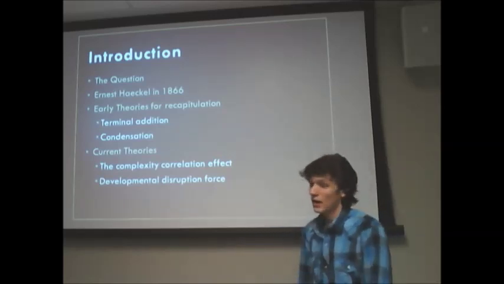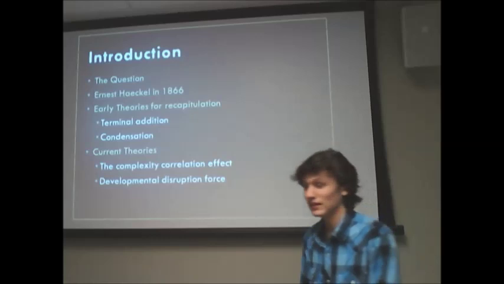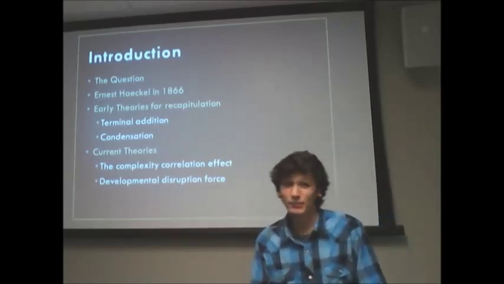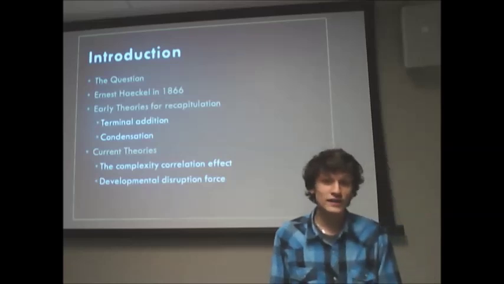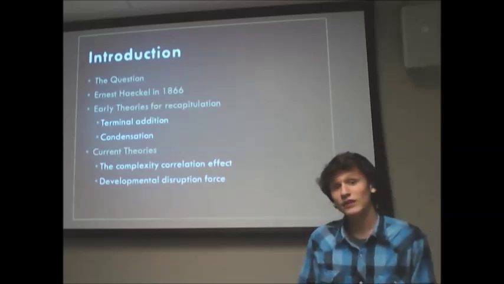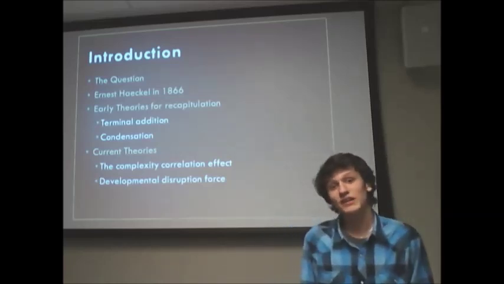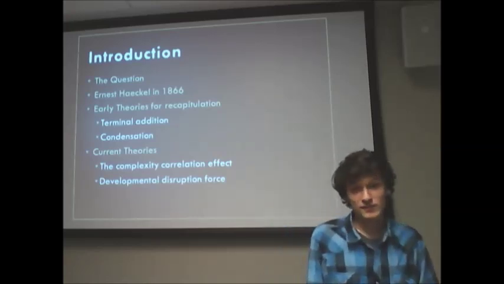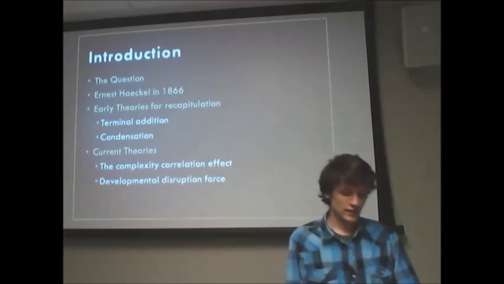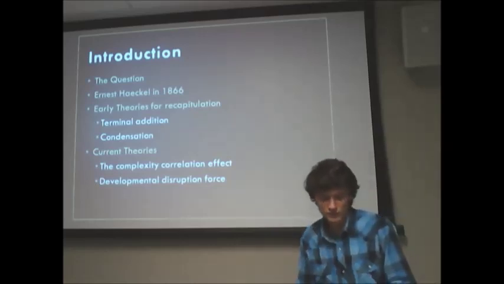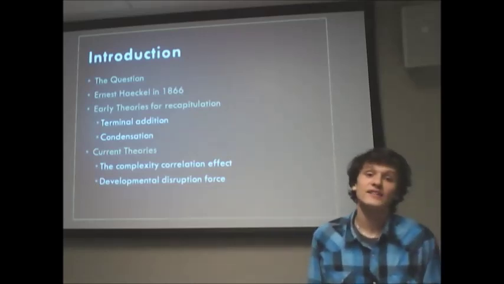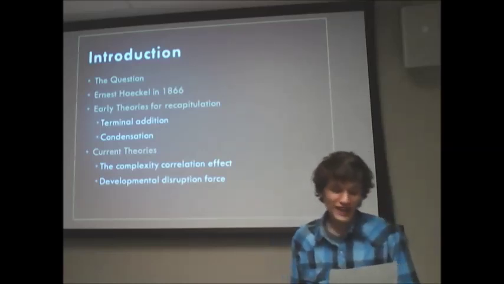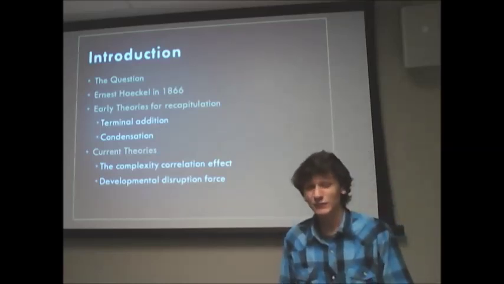with Lamarckism. The current theories are the complexity correlation effect, which basically states that simpler, more ancestral traits are the building blocks for later, more complex mutations. Therefore, there's still a purpose, although there's no function. And the developmental disruption force basically states that there's a tendency among organisms to avoid anything that may alter a successful phylogeny.